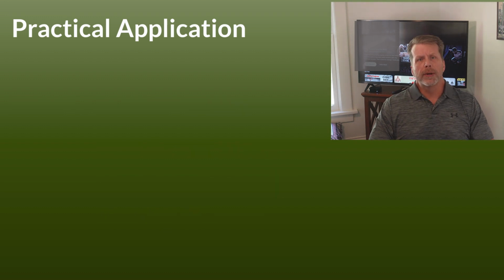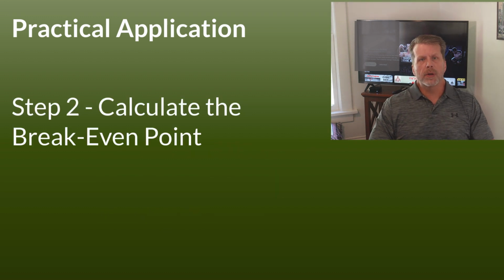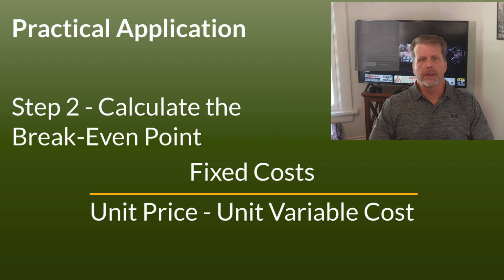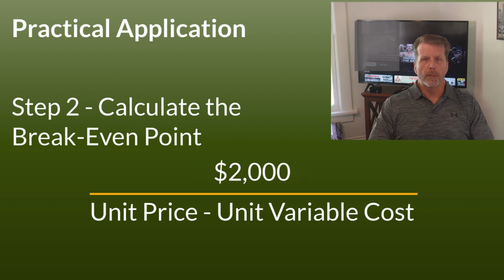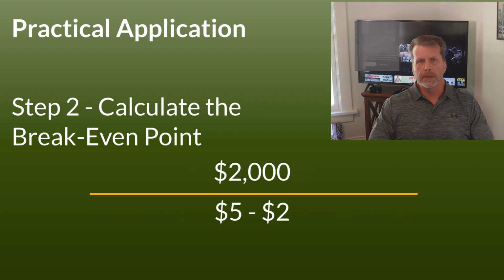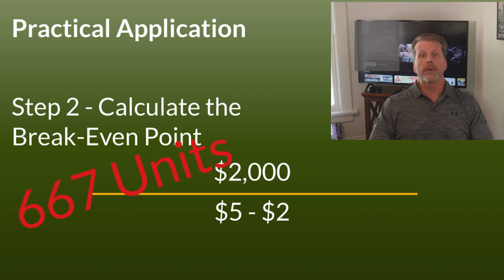The break-even point formula is simple. Fixed cost divided by the difference between selling price per unit and variable cost per unit. In this case, 2,000 divided by 5 minus 2 is 667. So you need to sell about 667 cupcakes at $5 each to cover your $2,000 of fixed costs. That's a lot of cupcakes. Might want to start stocking up on frosting.